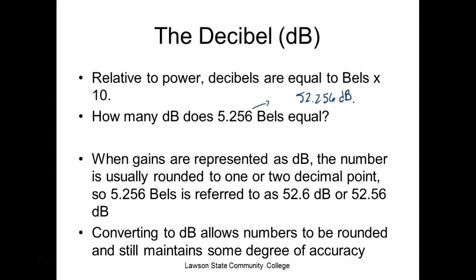So when we start getting into your advanced electronics classes, the maximum we're going to carry it out is 1 decimal. So dB is usually rounded to no decimal points, or 1 decimal point, or 2.